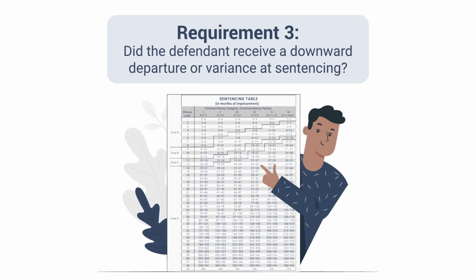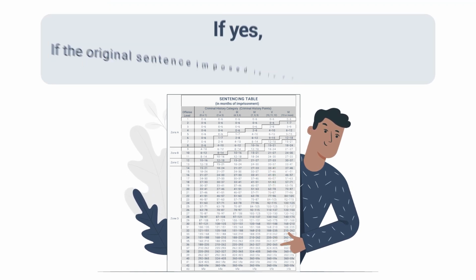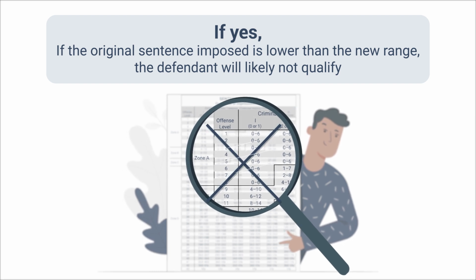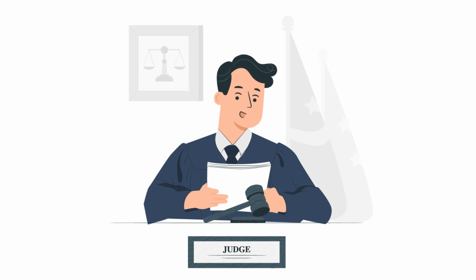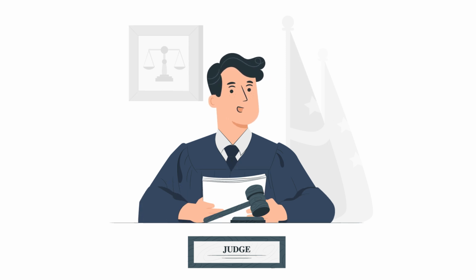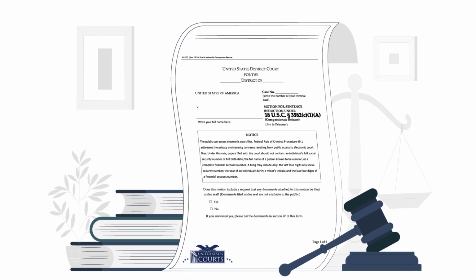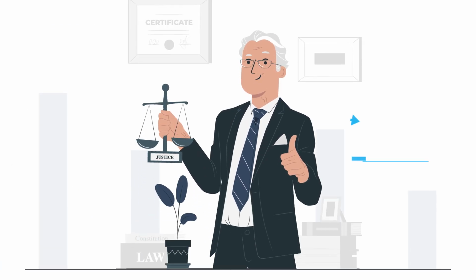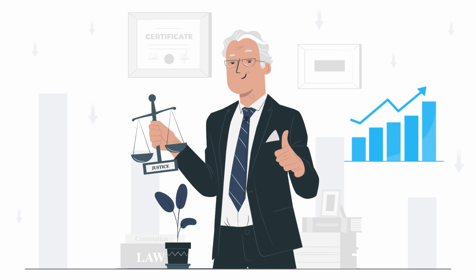Requirement 3. Did the defendant receive a downward departure or variance at sentencing? If yes, if the original sentence imposed is lower than the new range, the defendant will likely not qualify. However, if the original sentence imposed is within the new range, the defendant will likely qualify. At this stage, eligible defendants may file a motion for resentencing under 18 U.S.C. 3582(c). Utilizing relevant sentencing statistics and data can be critical to securing a reduced sentence from the court.